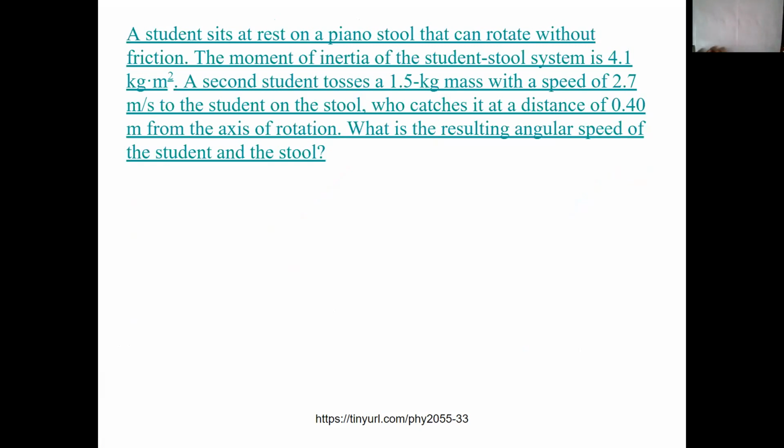Maybe on this paper, that should be enough. This one says a student sits at rest on a piano stool that can rotate without friction. The moment of inertia of the student-stool system is 4.1 kilogram meter squared. A second student tosses a point mass of 1.5 kilograms with a speed of 2.7 meters per second onto the student on the stool, who catches it at a distance of 0.45 from the axis of rotation. What's the resulting angular speed?